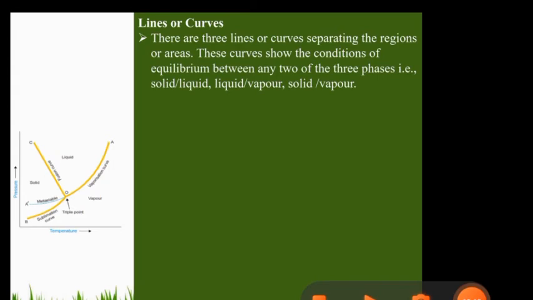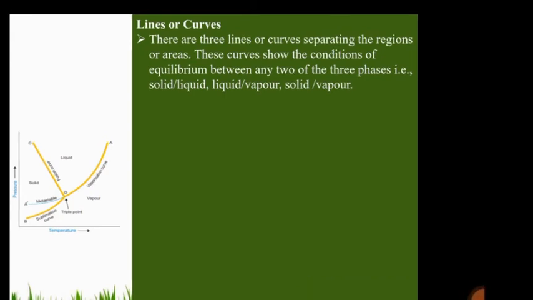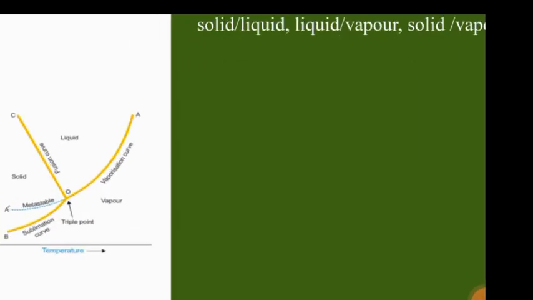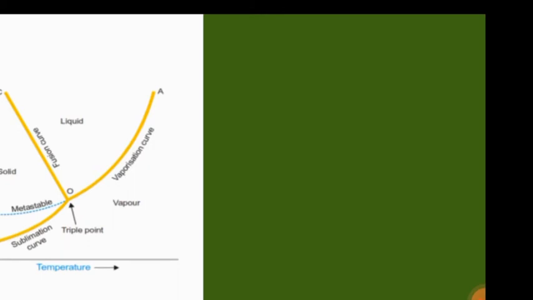These curves show the conditions of equilibrium between any two of the three phases. That could be solid, liquid or vapor. It means the line could be between the solid state and liquid state, the line could be between the liquid state and vapor state, and the line could be between the solid state and vapor state. Tell me, what is the line which represents the boundary between the solid and liquid by looking at the diagram?